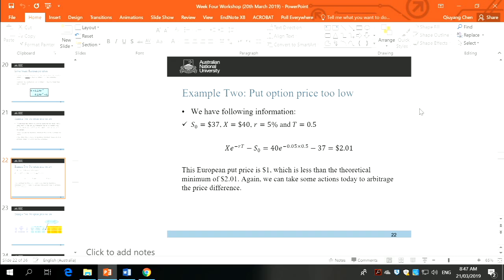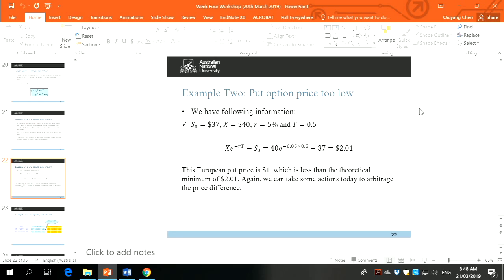Yeah, using the upper bound formula. Yeah. Because for the overpriced case, the question is quite simple, so I will not give you a question on that. So the arbitrage question will mainly be based on when the lower bound is violated. Okay.